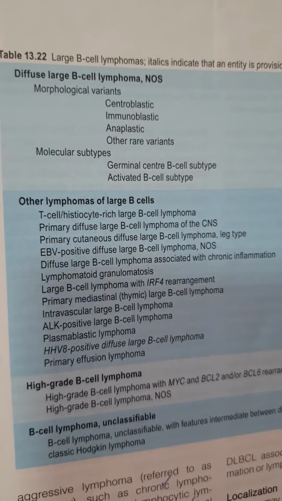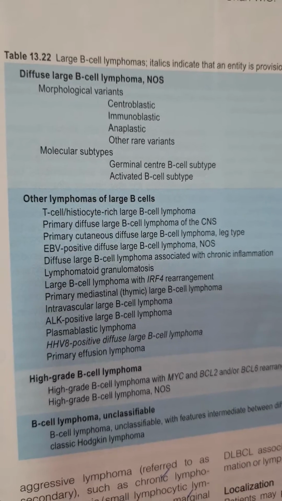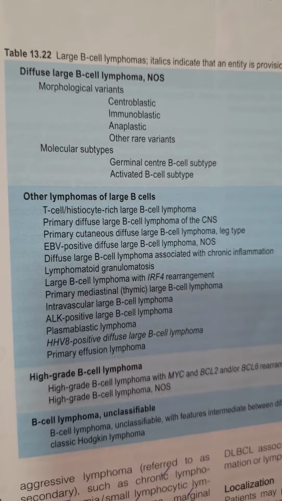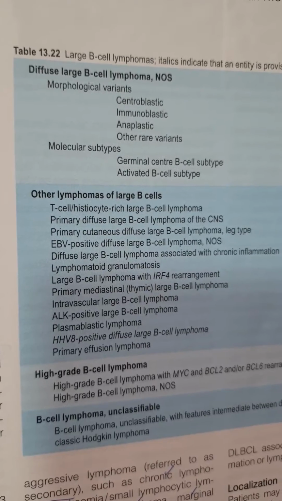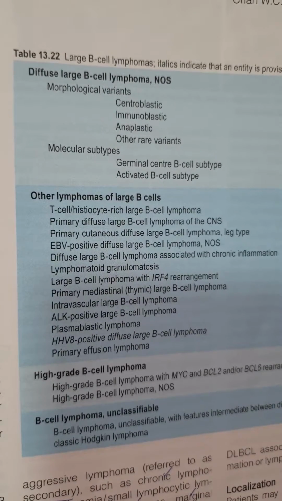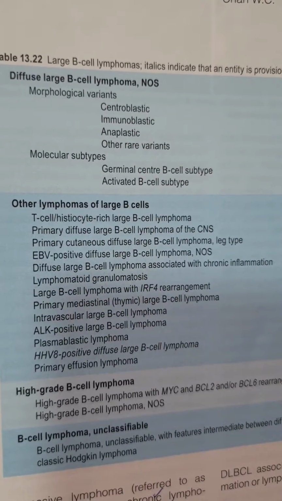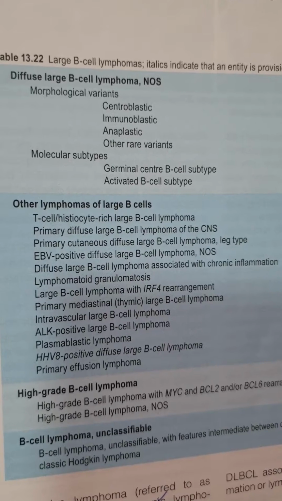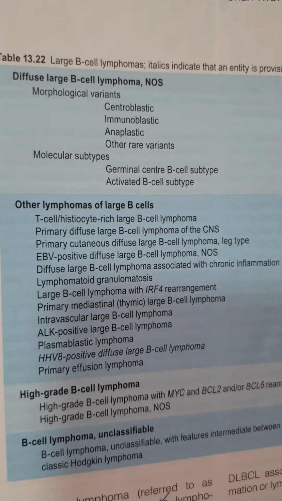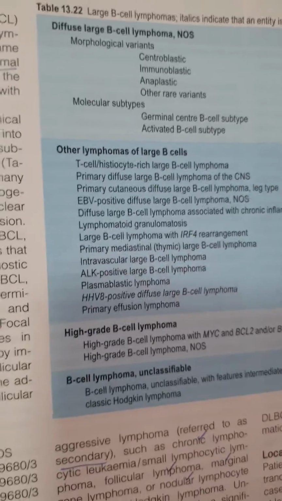DLBCL NOS morphological variants are centroblastic, immunoblastic, anaplastic and other rare variants. Molecular subtypes are the GCB type and the ABC type. Then what are the tumors which are not included in DLBCL NOS? In that we have this list of large B-cell lymphomas, high-grade B-cell lymphoma and B-cell lymphoma unclassifiable. These are not considered in the DLBCL NOS category.